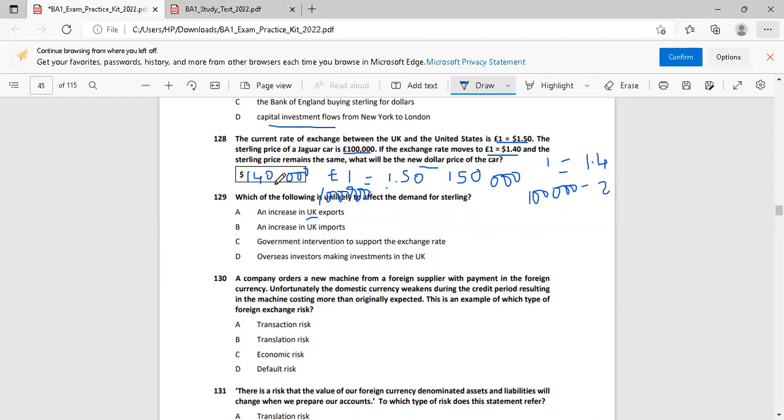Which of the following is unlikely to affect the demand for sterling? See, an increase in UK exports, an increase in UK imports, government intervention to support the exchange rate, overseas investors making investments in the UK.